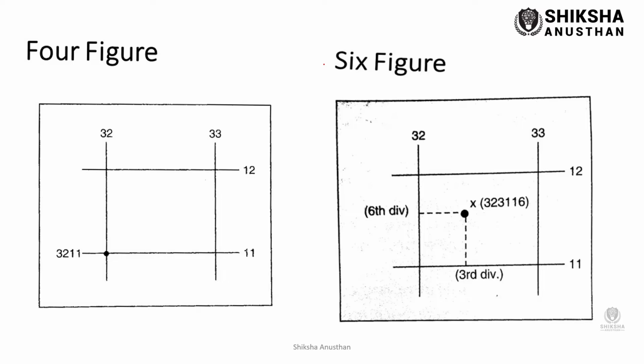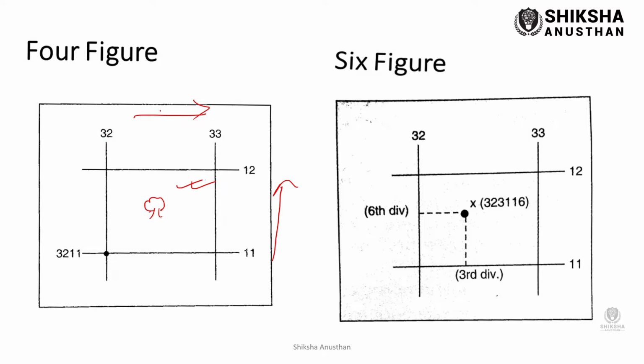So, as most of you are having difficulty in finding the 4-figure and 6-figure calculations, let us see how we can do it. Suppose we have a tree here, and the question asked is, find the 4-figure of this tree. So you can see what lines it has crossed. The northings here are 11, 12, and the eastings here are 32 and 33.